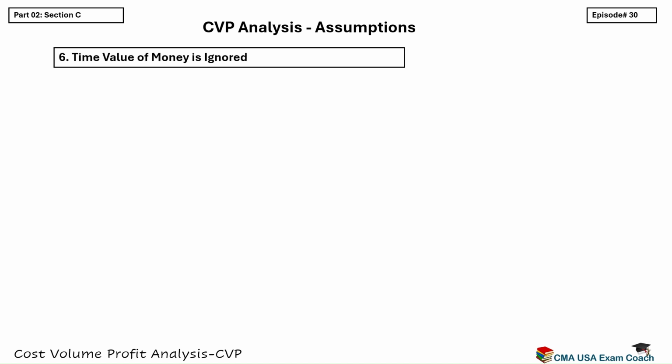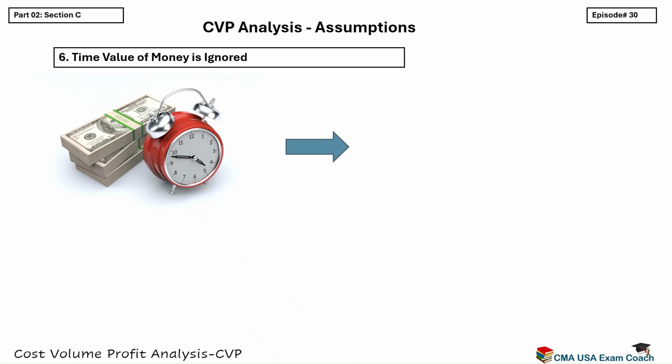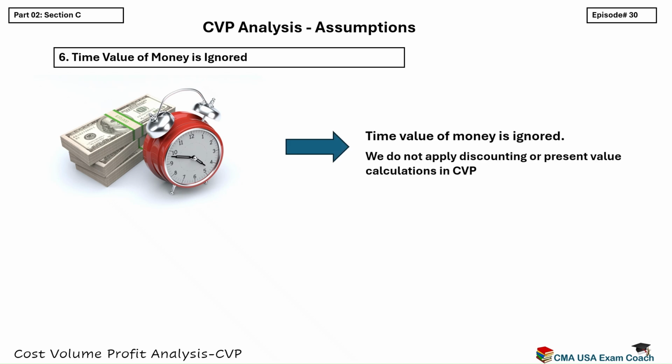In cost volume profit analysis, another important assumption is that the time value of money is ignored. Now let's understand what this means in a simple way. The time value of money is a concept in finance that says, a dollar today is worth more than a dollar in the future. This is because money has earning potential. If you have money now, you can invest it or use it to earn returns. However, in CVP analysis, we completely ignore this concept.